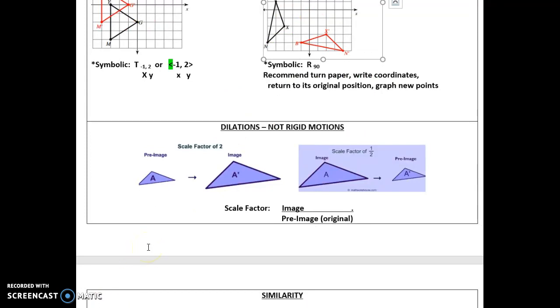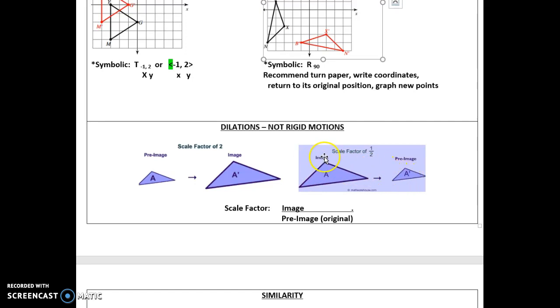Dilations are the last type of transformation that we did, but dilations are not rigid motions. Dilations are changing the size. So in this particular case, the pre-image was littler and the image was larger. This would be a scale factor of 2. Anytime you have a whole number as a scale factor, then the shape starts out small and gets larger. A scale factor of 1/2 or anything less than 1 means that the shape starts out and gets smaller.